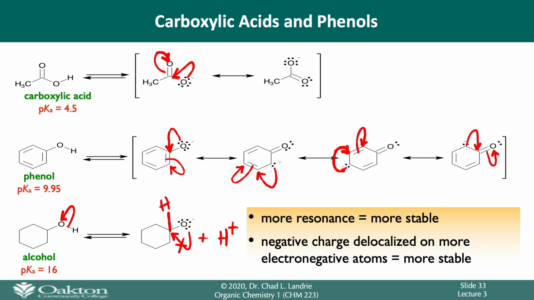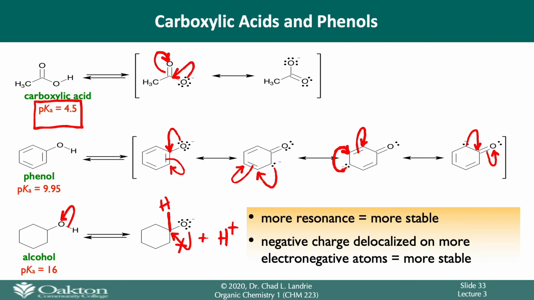Now, the point that I want to make here is more resonance structures isn't necessarily better. So if we look at the pKa values, we see that the carboxylic acid is the strongest of this series, right? pKa of 4.5. But it only has 2 resonance structures. How can that be? Well, the answer is it's better to delocalize the negative charge over more electronegative atoms than it is to not do that.